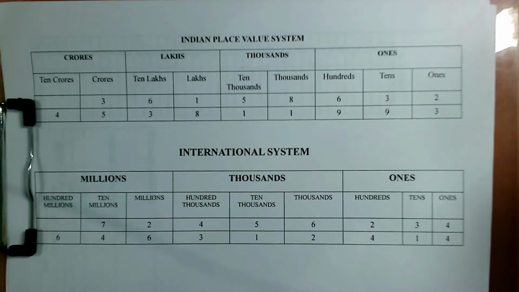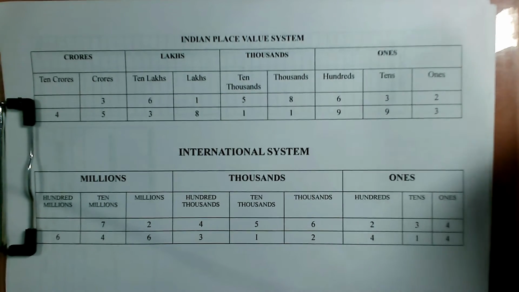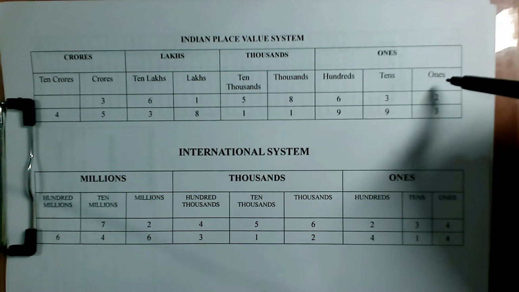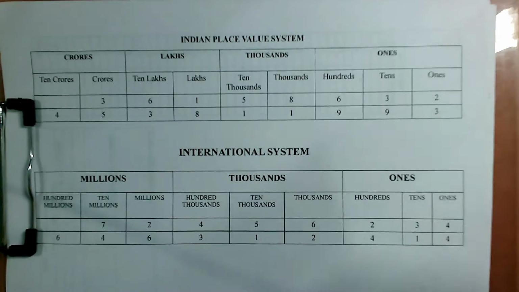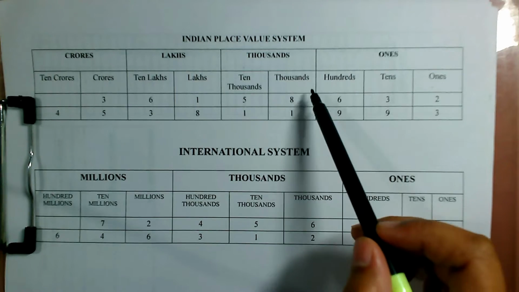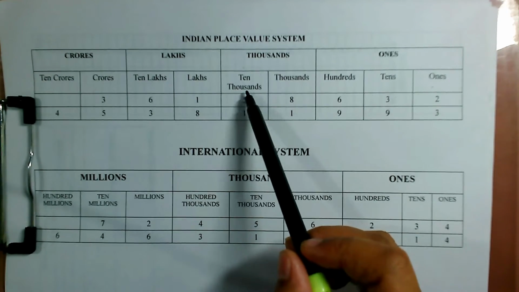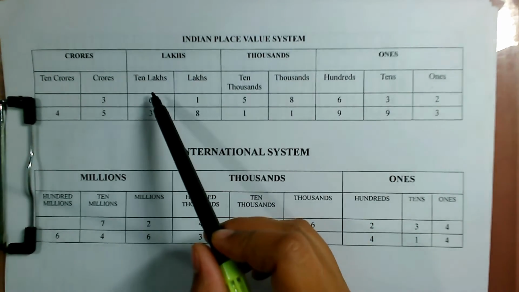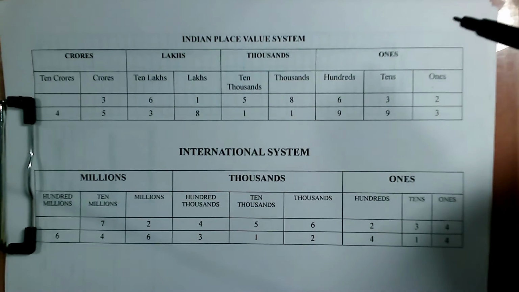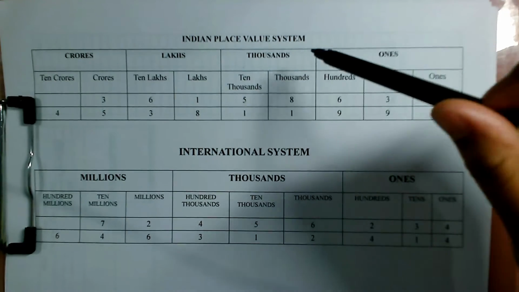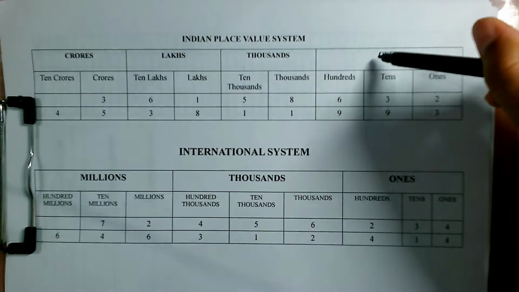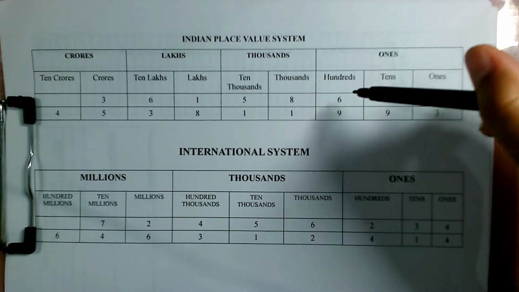We have already learned till lakhs. Today we'll be learning till crores. Let's read the names. The first one is ones, tens, hundreds, thousands, 10,000s, lakhs, 10 lakhs, crores, 10 crores. As we have learned in the previous class, there were only 3 periods. So today there are 4 periods, which means that in the ones period there are ones, tens, and hundreds.